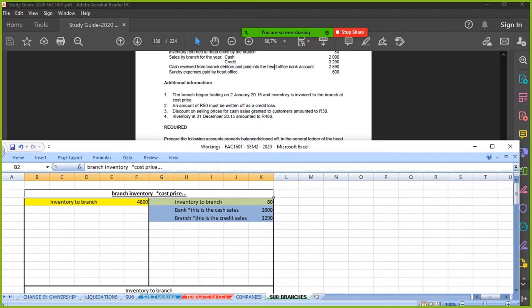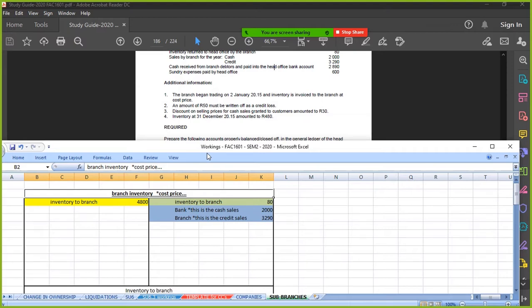It could be both actually. No, it can't be both. If it was both, it would be called branch inventory. Branch inventory means inventory at the branch. Inventory just means inventory at the head office. Inventory to branch means inventory that we gave to the branch. Does that make sense? You've got three different accounts here.